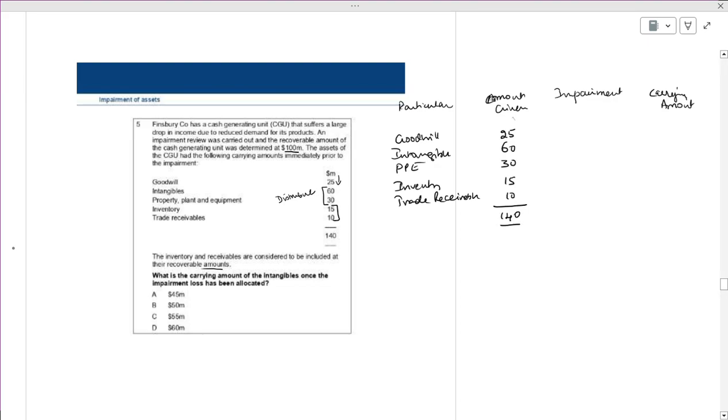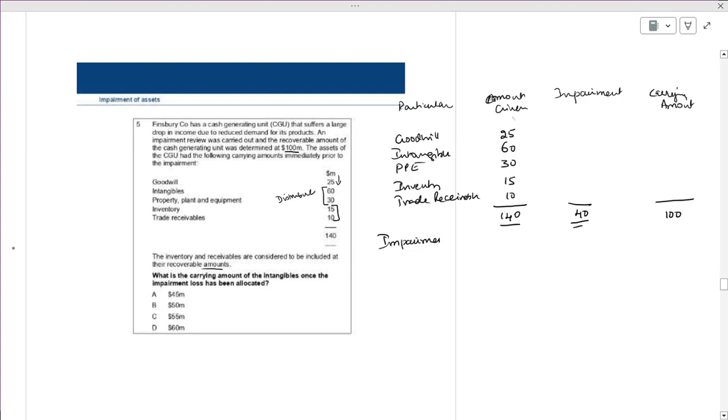Now, how much is the recoverable amount? Recoverable amount is 100. The carrying amount is 140, and the difference is how much? Impairment is 40. Is it right? I will write this.